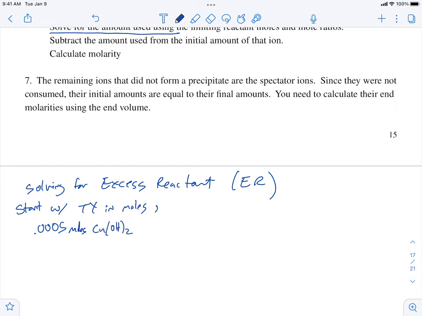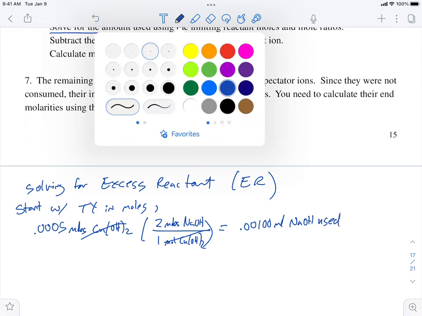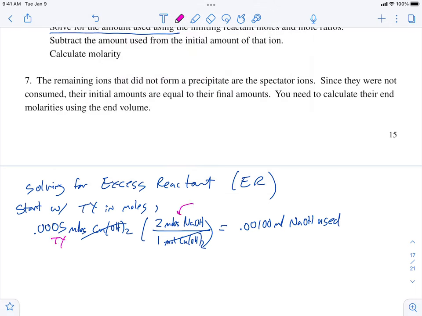Since I know the theoretical yield, that's how much is going to be made. That is the maximum amount of product that can be made. I'm going to backtrace this and figure out how much of the sodium hydroxide could be made by using the mole ratios. How much was used? Let me label this so you know what I'm doing here. This was the theoretical yield. We're solving for the excess reactant. That's why the sodium hydroxide is on top. So now I know how much sodium hydroxide was used.